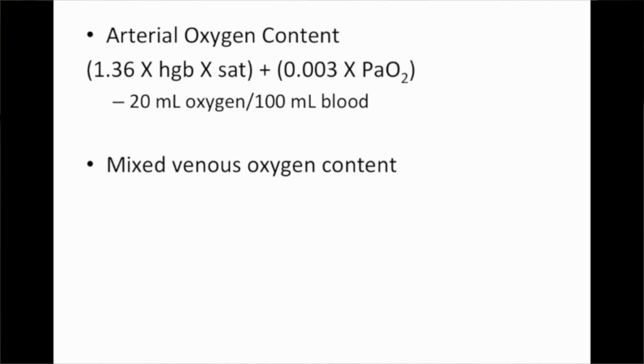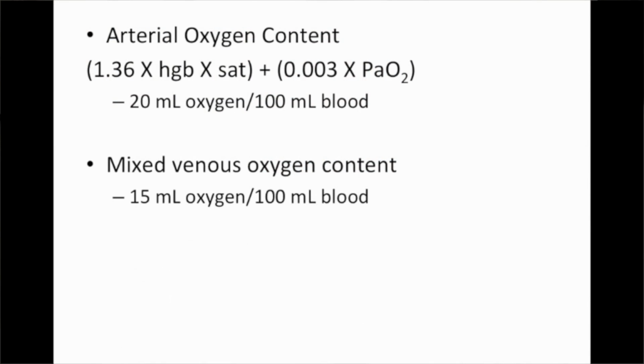The next equation that we'll be discussing is that of mixed venous oxygen content. And again, it's the same equation, but where the sample is drawn is from the pulmonary artery after the blood has gone out through the body, that the oxygen has been extracted from the blood, that the blood has come back to the right heart from the superior and inferior vena cava, mixed in the right ventricle, and is heading back towards the lungs through the pulmonary artery. The normal value here, as you can see, is 15 milliliters of oxygen per 100 milliliters of blood. So far, so good.